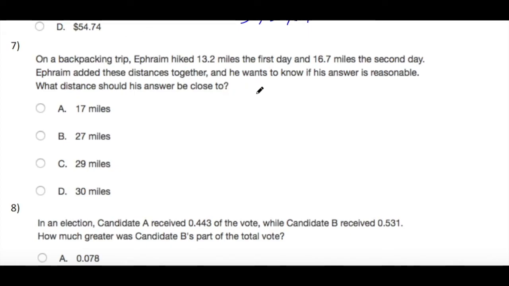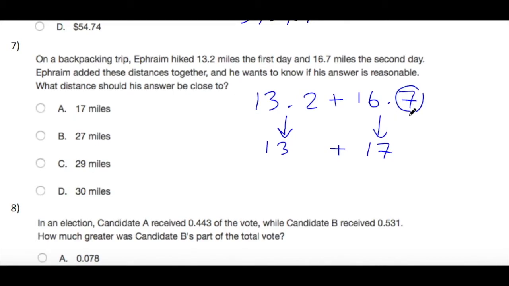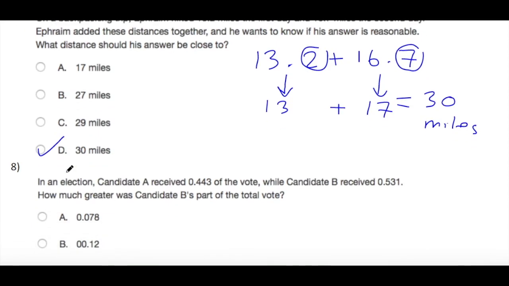Okay, so now we will add 13.2 plus 16.7. Here, using rounding, you can make it 13 plus, here it will be what? Of course, it will be 17. Why? Because 7 here is a strong number, but here 2 is a weak number. So, the total will be 30 miles, which is D. Okay, let us see the next one.